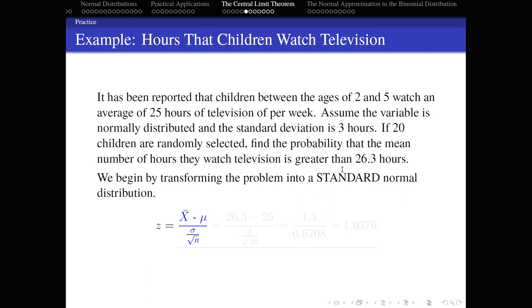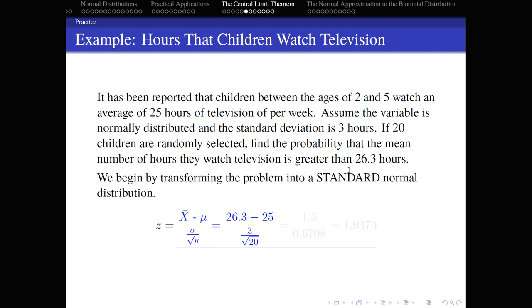So we're going to use our new formula, because we're talking about a sample and the distribution of the mean of a sample. We plug in x bar, the mean we're interested in, which is 26.3. Mu, the mean of our raw data, is 25. Sigma, the standard deviation of our raw data, is 3, and little n, the sample size, is 20. If you're not following this, pause, try to track where these numbers are coming from, and rewind a little bit. We'll have another example coming up soon too.